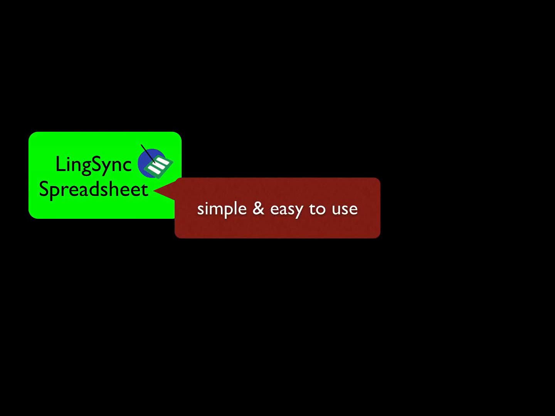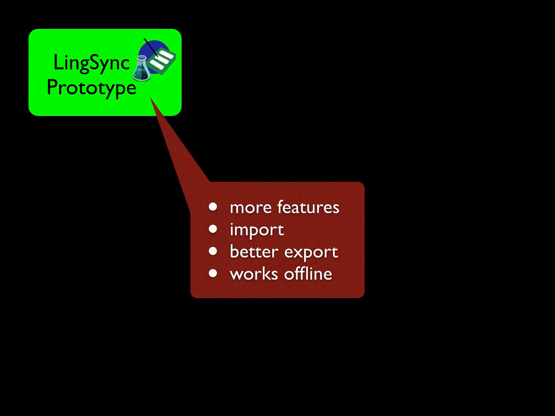LingSync spreadsheet, as we have seen, is simple and easy to use. It focuses on helping field workers to collaboratively build corpora of fieldwork data. LingSync Prototype is another LingSync GUI. It has more features, including import, better export, and the ability to function offline without an internet connection, and then sync your data with the central server-side database when internet connectivity returns.